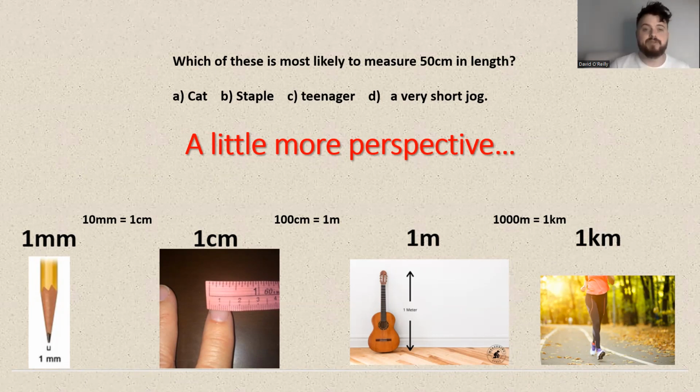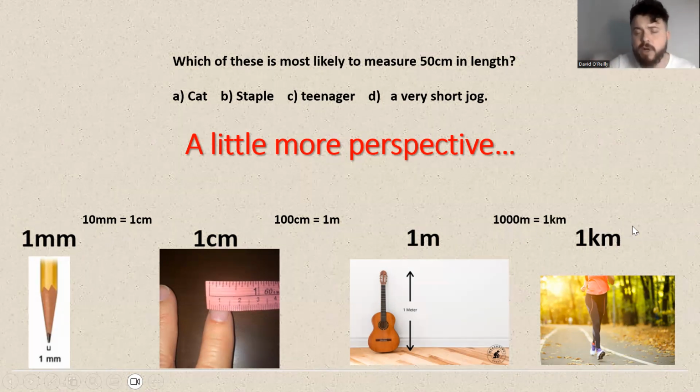So the things I want you to remember so far: 1 millimeter is the same as the width of a pencil lead. 1 centimeter is the same as a fingernail. 1 meter is about the size of a guitar. And 1 kilometer is about the distance of a 10-minute walk. The next thing I want you to remember is there are 10 millimeters in a centimeter.